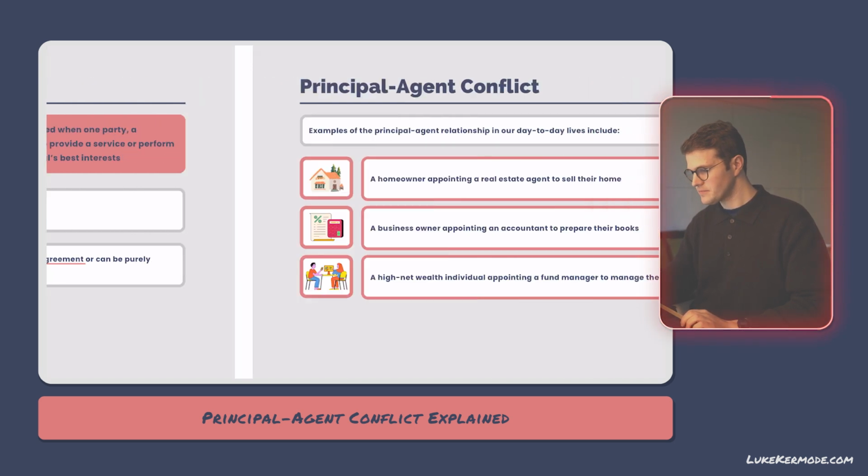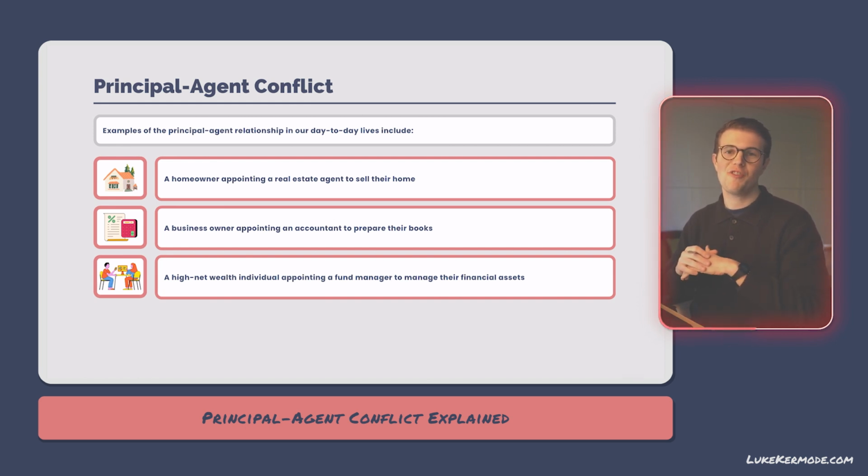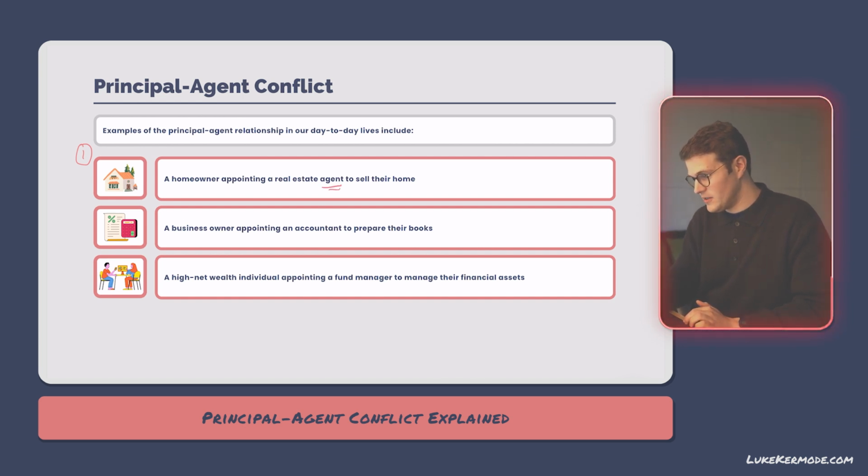So that's worth knowing. What are some examples of the principal-agent relationship that arise in our day-to-day life? Outside of corporate finance and outside of the CFA, what are some examples that exist? If you're selling your home, you can appoint a real estate agent to market it and sell it. In that circumstance, the homeowner is the principal because they're the asset owner, they own the home, and the real estate agent is the agent because they're appointed on behalf of the homeowner to act in their best interest, market the property, and maximize sale proceeds. So the real estate agent, as the name suggests, is the agent and the homeowner is the principal.